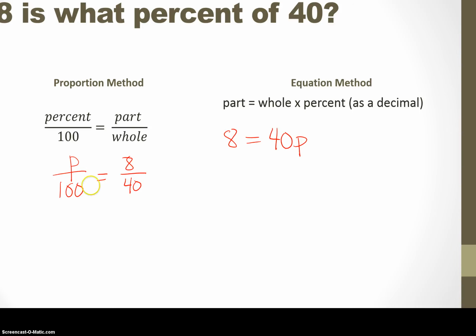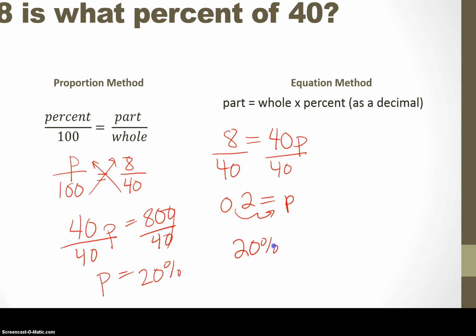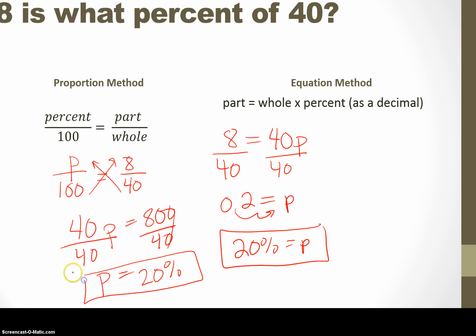Way to go! Now, all you have to do is solve using cross products for the proportion, and when you're done, you're going to put a percent sign on your answer. If you did the equation method, you just isolate for your variable. You're going to get a decimal, so you need to convert that decimal back into a percent by moving it 2 place values to the right. It doesn't matter which way you choose, I just want you to be able to set up both because sometimes one is easier than the other.